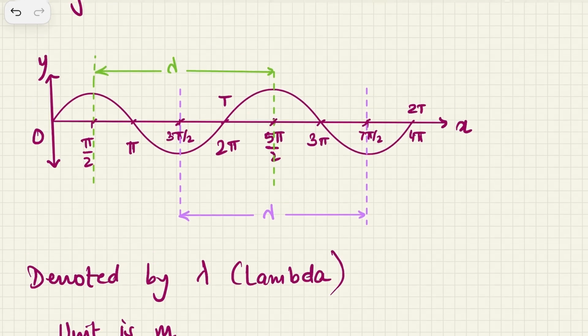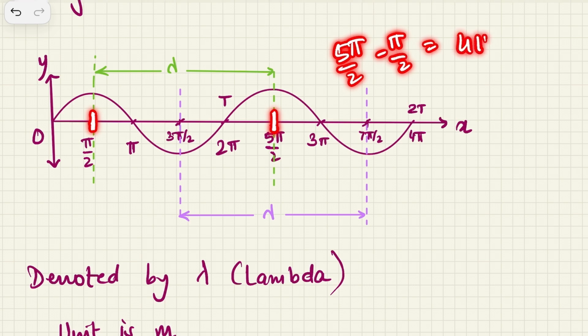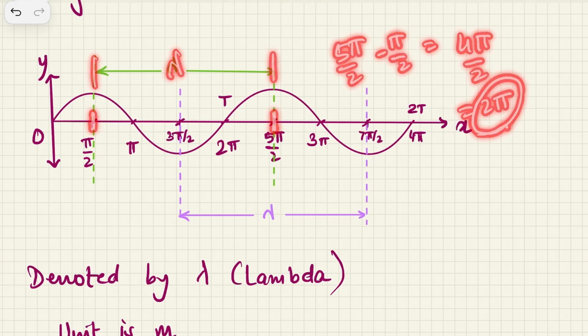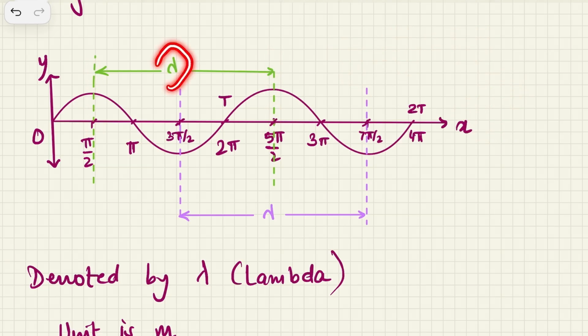So if you subtract the two phases such that the difference comes out to be 2 pi radians, then that distance is what is called a wavelength. If I subtract pi by 2 from 5 pi by 2, that will give me 4 pi by 2, which is 2 pi. So wherever the phase difference is 2 pi, we say that the distance is called wavelength, which is written by a Greek character called lambda.